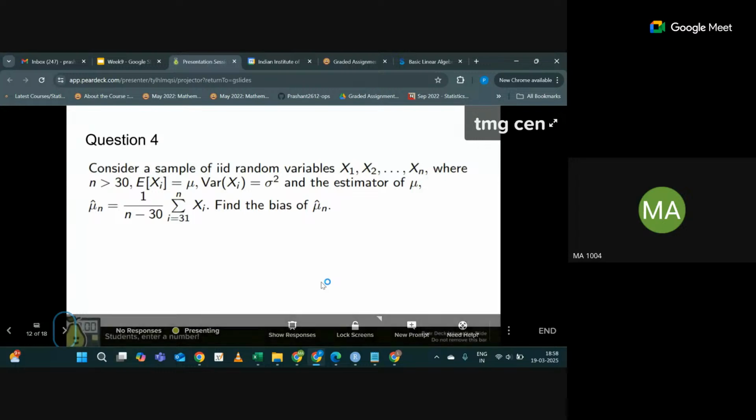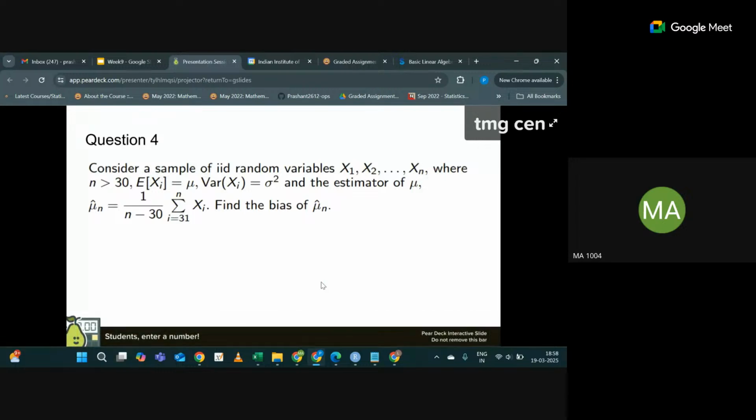there is another question. You have to find the bias. Consider a sample of IID random variables x1, x2, up to xn, where n is greater than 30, so it is a large sample, with the expectation of each xi being mu and the variance of xi being sigma squared. The estimator of mu is given as 1 upon (n minus 30) times the summation from i equal to 31 to n of each xi. You have to find the bias of mu hat.